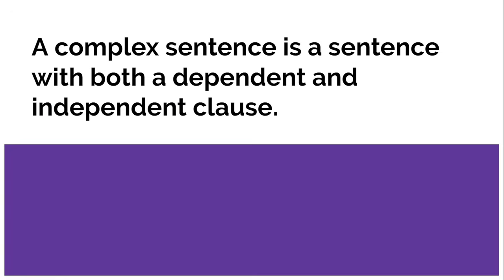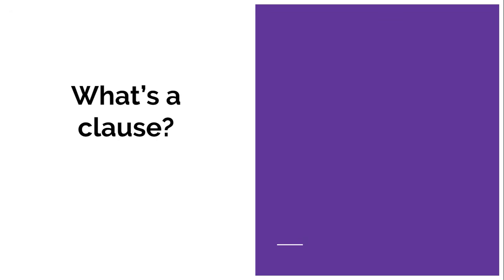Okay? Now, this is all you need to know. A complex sentence is a sentence with both a dependent and an independent clause. Okay, got it? No? Okay, let's go back a couple steps.